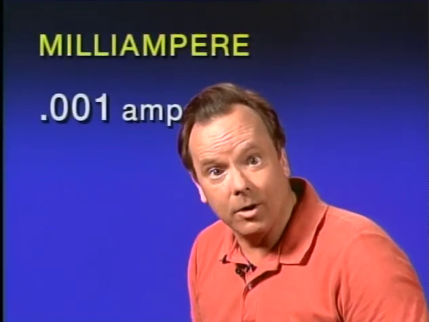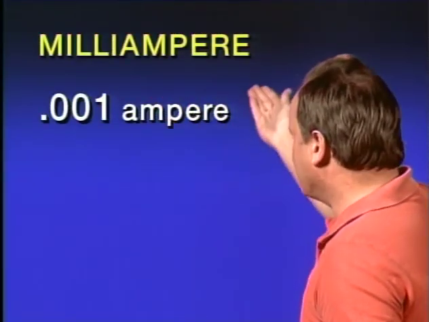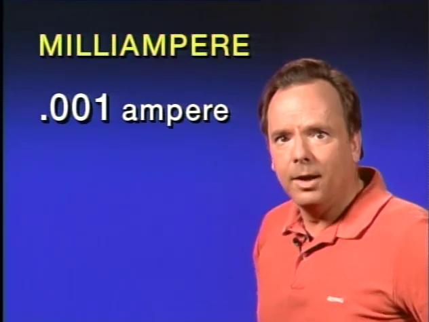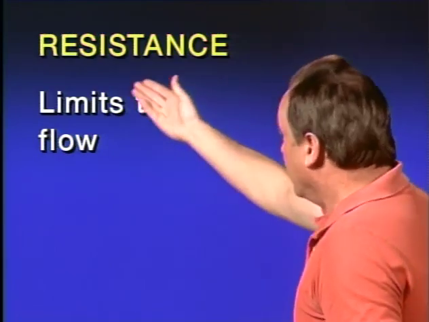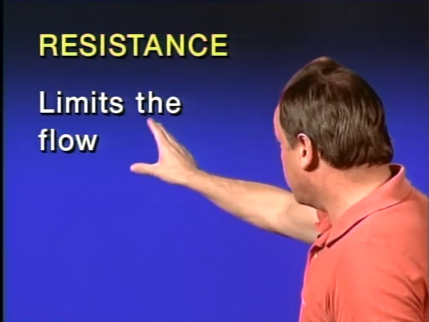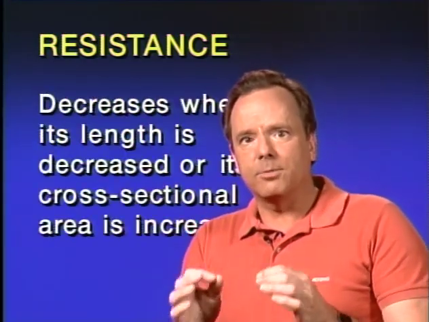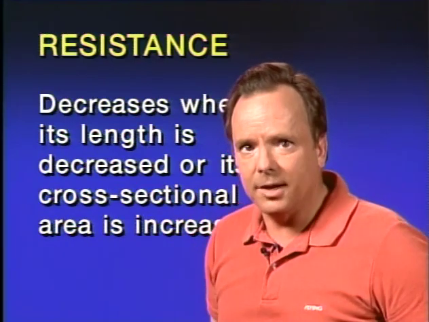How about, you might ask, little teeny tiny current flows? Well, that would be a milliampere, 1,000th of an ampere. That's written 0.001. Now, a wire is typically called a conductor. Something that limits the flow of electricity is called resistance. So anything that limits the flow of electricity is called resistance. A wire is a conductor. Sometimes a wire has a little bit of resistance in it, however.